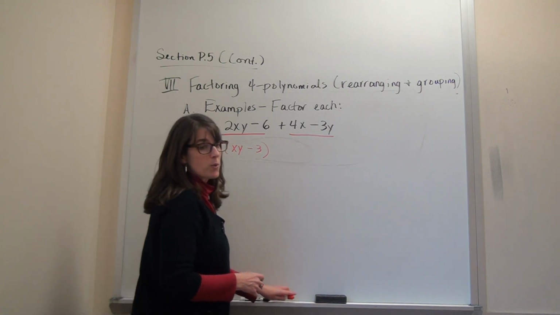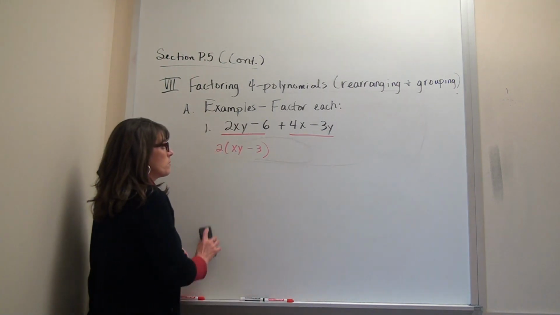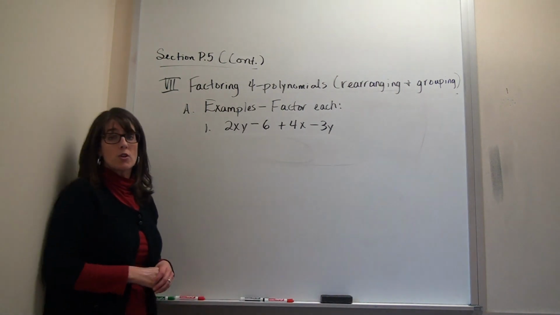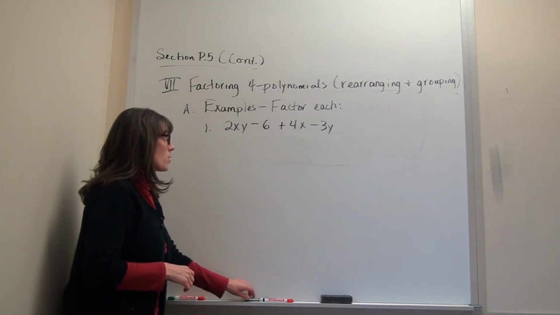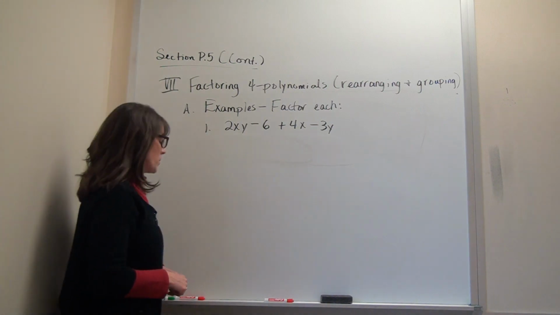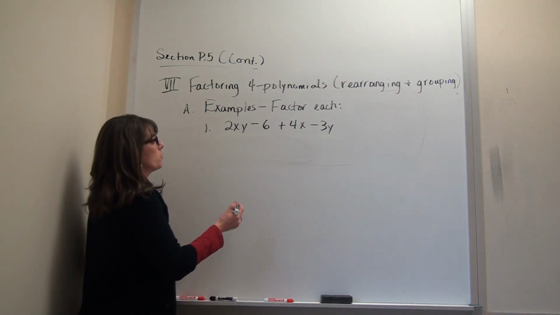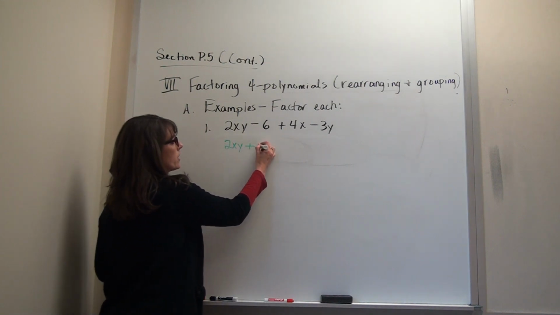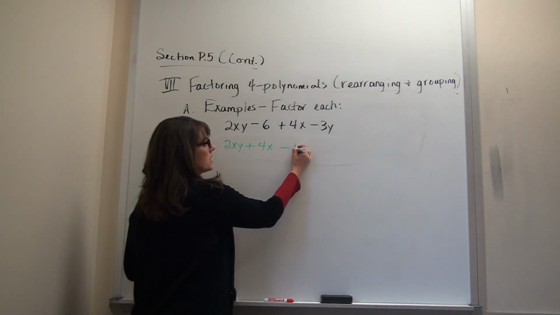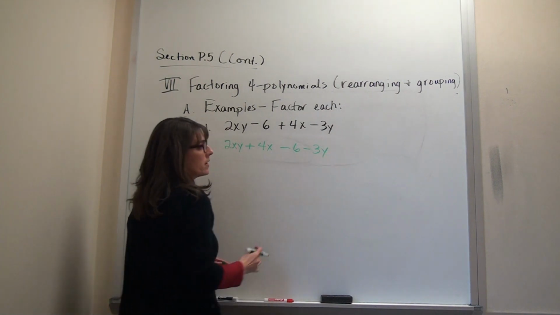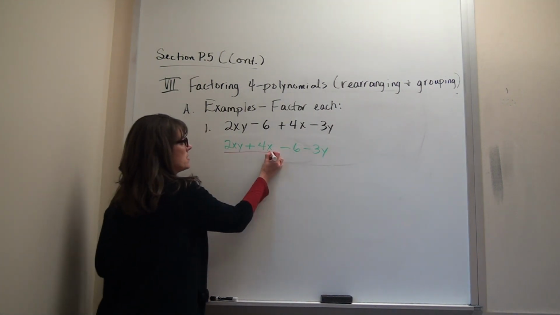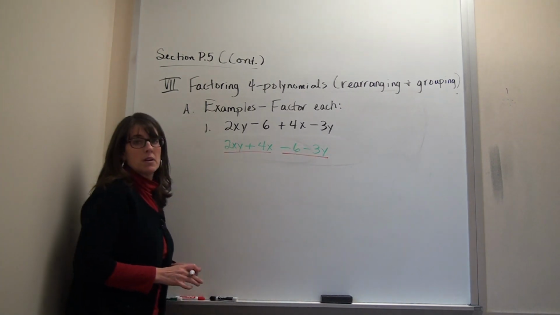So maybe if I regroup a little bit, then that would make it work. Because remember, addition is commutative and associative. You can reorder and regroup your terms all that you want. So maybe instead of putting it this way, what if we rearrange them a little bit? Let's put our 2xy with our 4x, and let's put that negative 6 with the negative 3y. Now if we group it up that way, let's pair these up and pair these up.